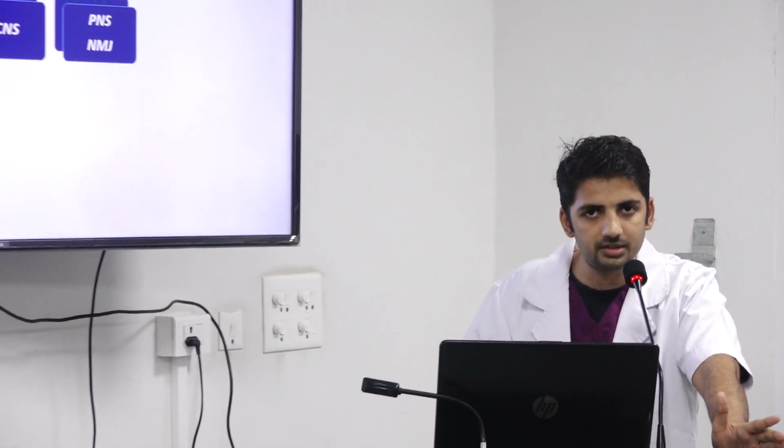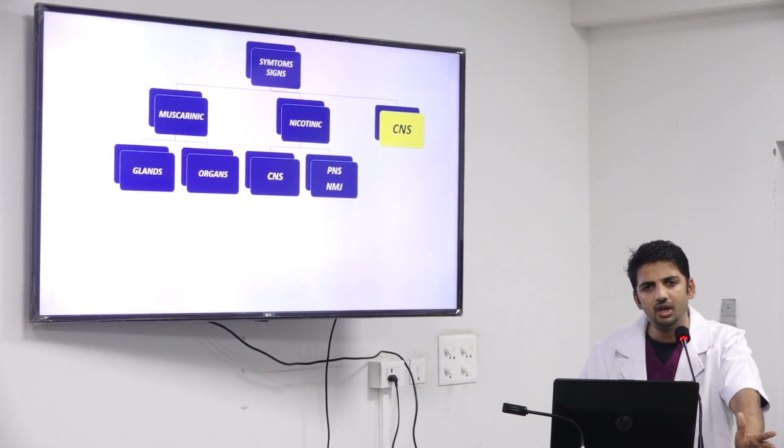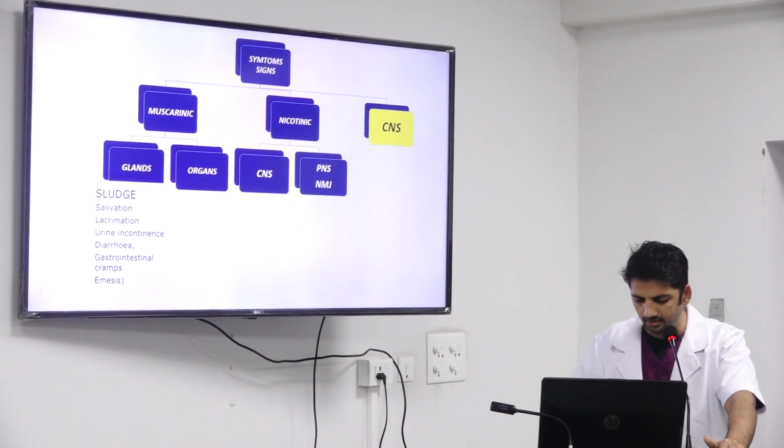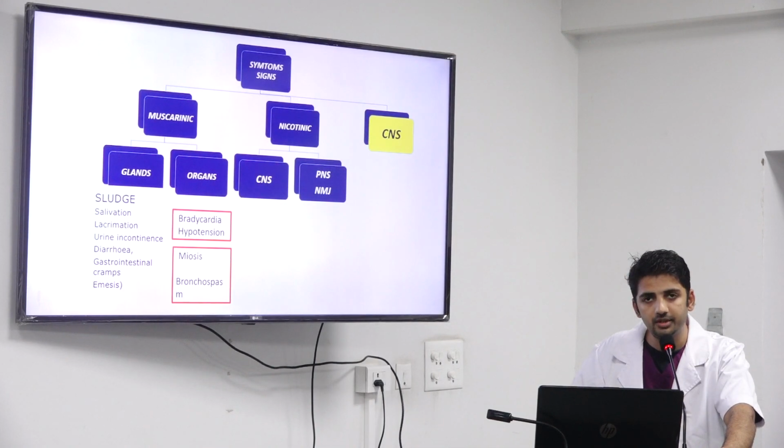on all the glands and organs. On the glands, it is SLUD: all the secretions, salivation, lacrimation, urination, defecation, vomiting, so diarrhea will be there. Organ-specific muscarinic symptoms will be severe bradycardia and hypotension, and miosis followed by bronchorrhea and bronchospasm, leading to respiratory failure. What are the nicotinic features?